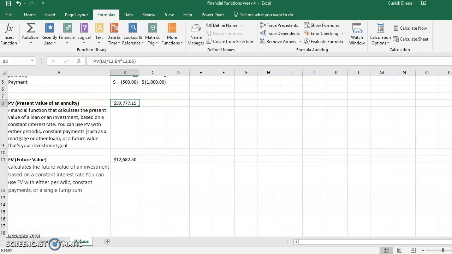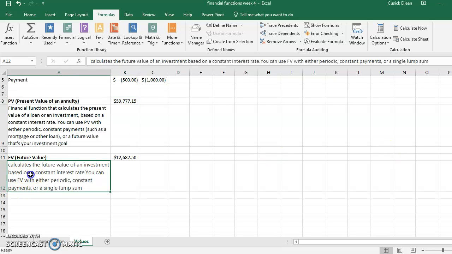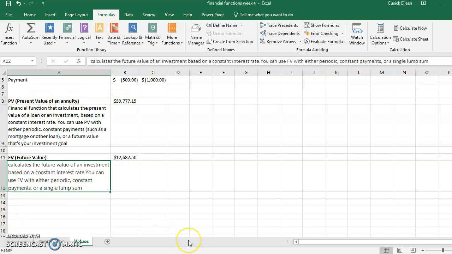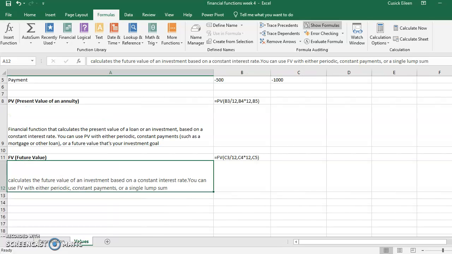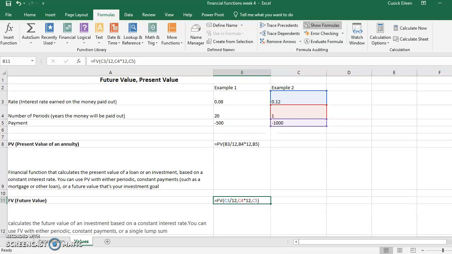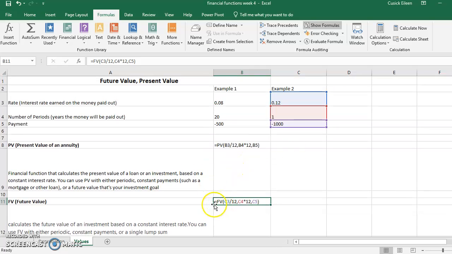Now looking at future value, a little bit different, but this calculates the future value. The present value is the annuity. The future value will be calculated if you invest based on a constant interest rate. Let's look at this one using our formula. Here I have my future value. Again, the four items: the equal sign, the function FV, the parentheses, and then the arguments to pass.